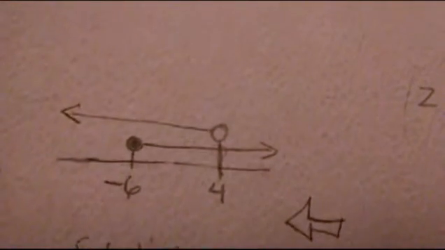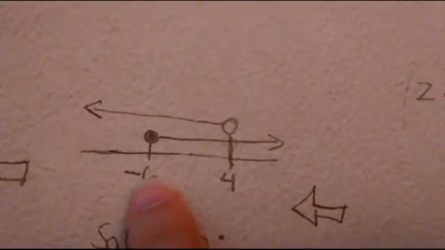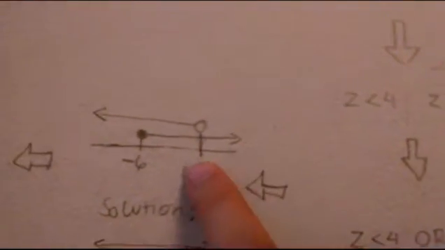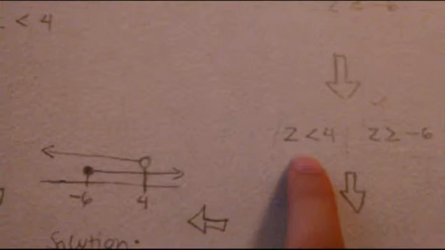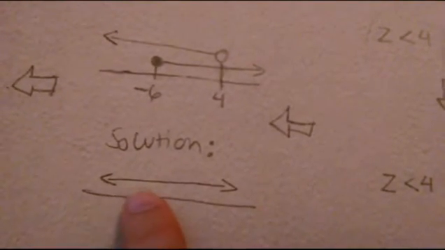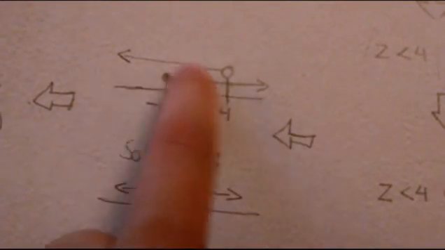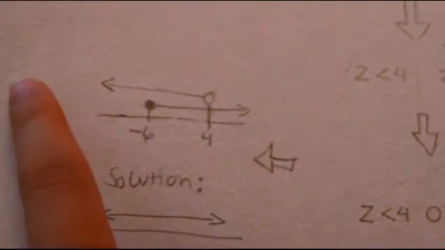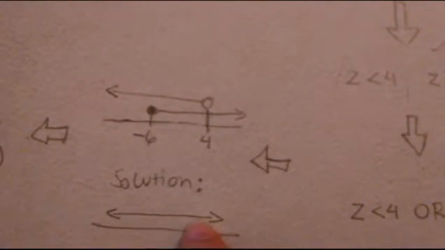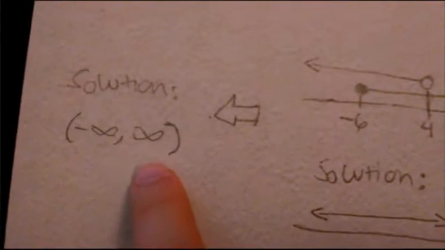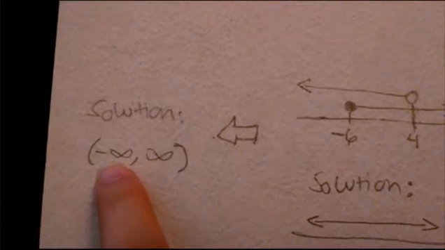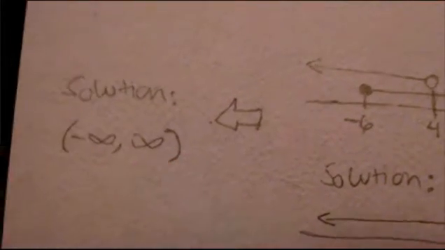We can represent them on the number line. It can be greater than or equal to minus 6 or less than 4, which is the whole number line. As you can see, there's an arrow going to the left and an arrow going to the right, so this is the whole number line. And the solution as an inequality is from minus infinity to infinity.